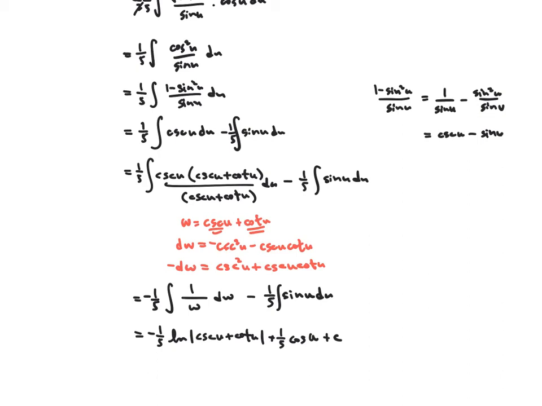Now, we got to work with u. We got to find the cosecant of u, the cotangent of u, and the cosine of u. So let's resketch the triangle that we had from above.